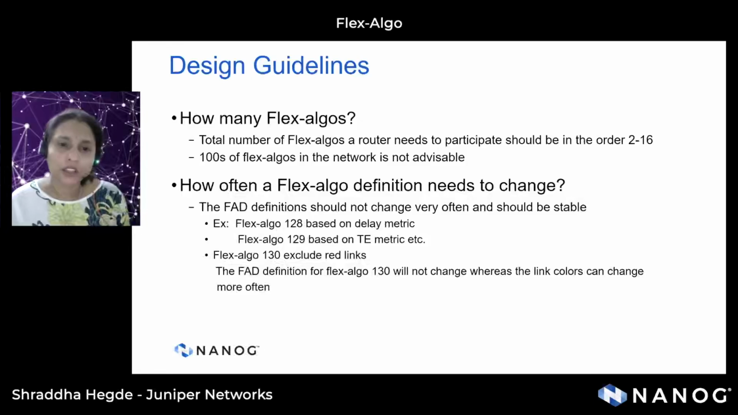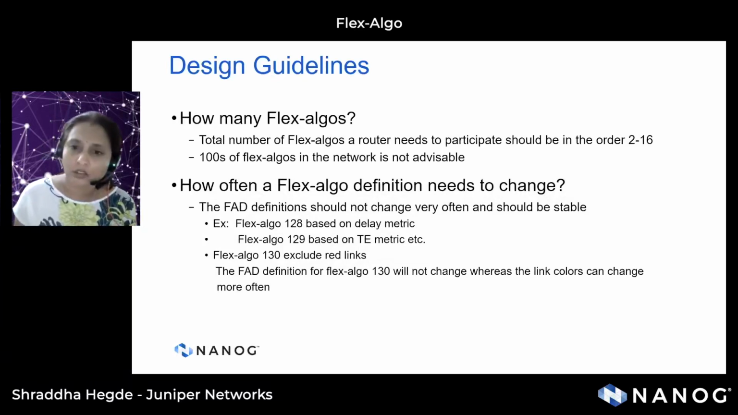For example, let's say you want to use the red color for congested links. Your FlexAlgo definition says exclude red links, so that will remain as exclude red links, but the links that are congested may change from time to time. So you may change the link colors based on which links are congested at any given time. The link colors can change more often, but the flex algo definition will remain stable.